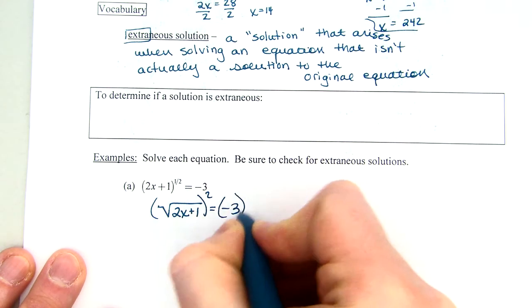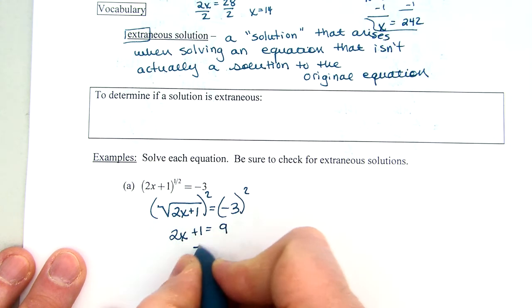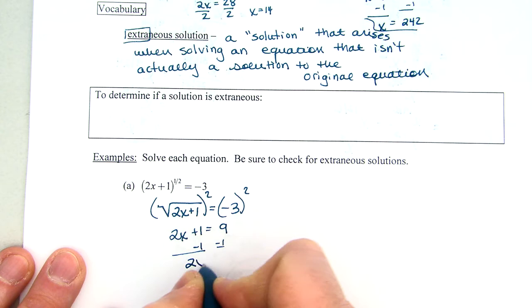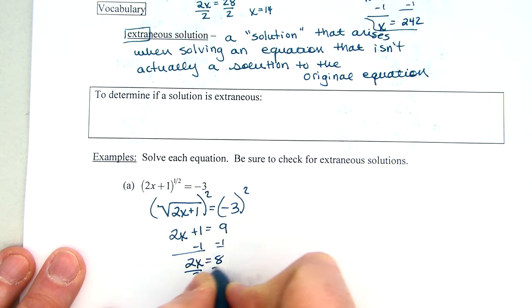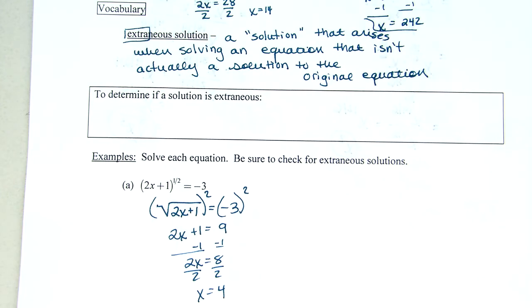I feel like the ones you've already solved were harder than this. 2x plus 1 equals 9. Minus 1, minus 1. 2x equals 8. Divide, divide. x equals 4, I think.